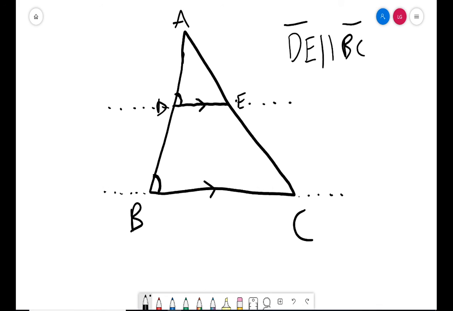So that's where we're going to pick up. We're going to start thinking about what are the ramifications of what we just showed about two parallel lines cut by a transversal for thinking about this type of triangle scenario.